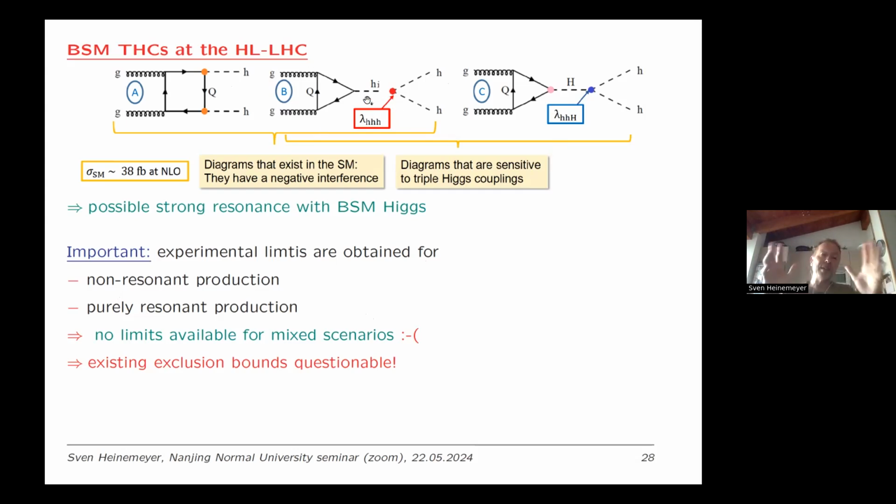So the limits they put out are either purely non-resonant or purely resonant. There are no limits for mixed scenarios, and we'll look at some mixed scenarios because they are favored actually by the analysis of the first order electroweak phase transition. But the limits that they obtain are not really applicable to this case. And the existing exclusion bounds, as I will show to you in a moment, are highly questionable.